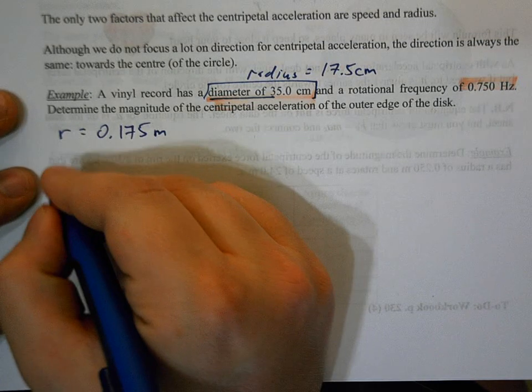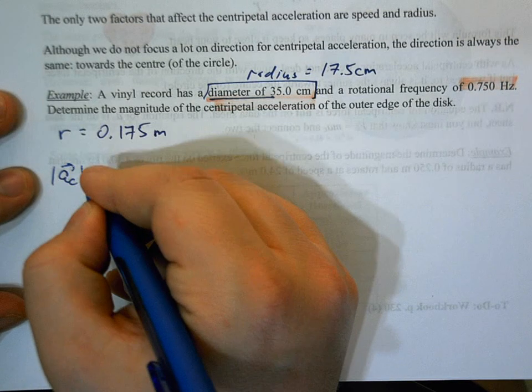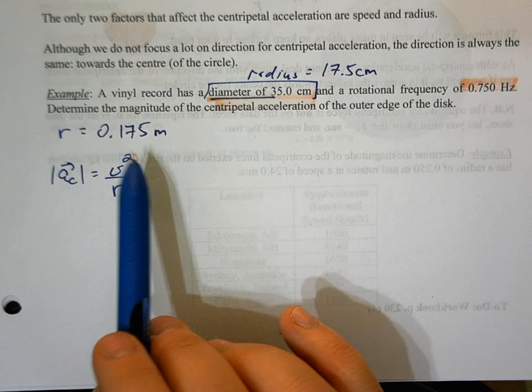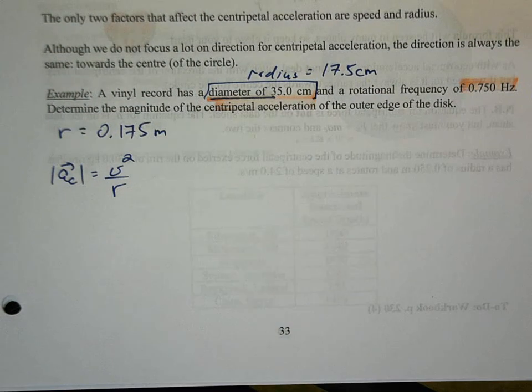Now, the magnitude of the centripetal acceleration is going to be v squared over r. We know what r is. However, we do not know what v is. So we need to find v.